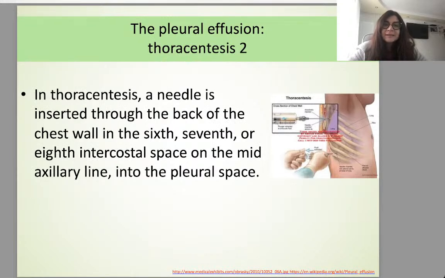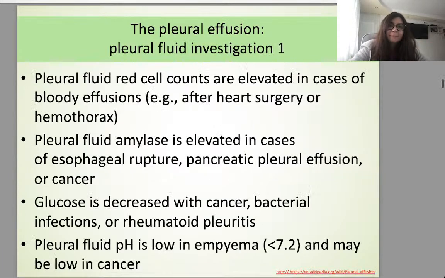In thoracentesis, a needle is inserted through the back of the chest wall in the 6th, 7th or 8th intercostal space in the mid-axillary line into the pleural space. Usually, according to percussion and additional test visualization, we find a level of fluid and we choose which intercostal space, 6th, 7th or 8th, and in this place on the posterior axillary line we do the injection and remove excess fluid.